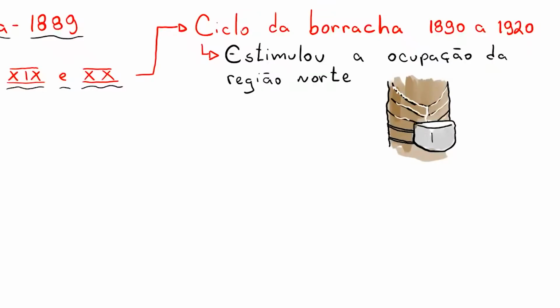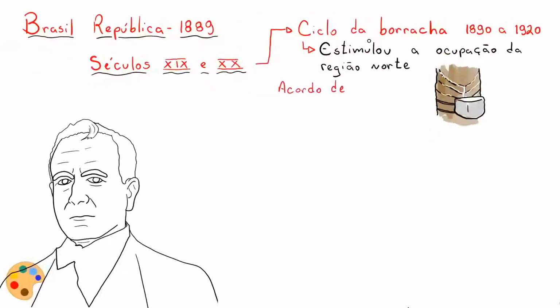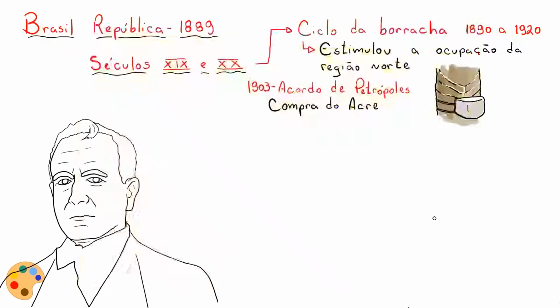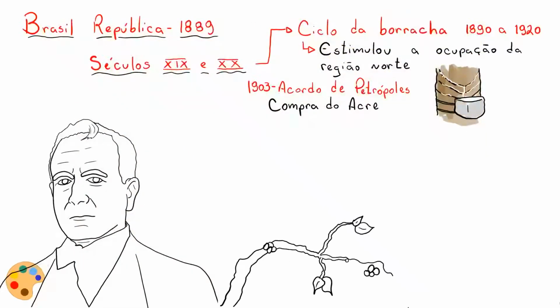And here it's important to say that this occupation also went beyond the territorial limits of Brazil at that time. This resulted in the Petropolis Agreement, which was the purchase of the current territory of Acre, which previously belonged to Bolivia. And with that, Brazil established the borders and territory we know today.